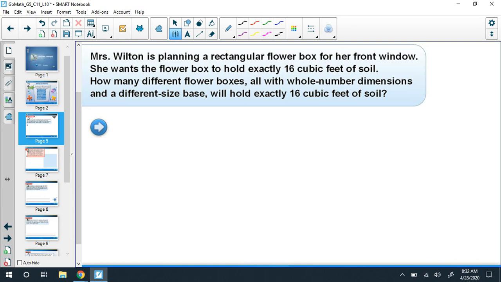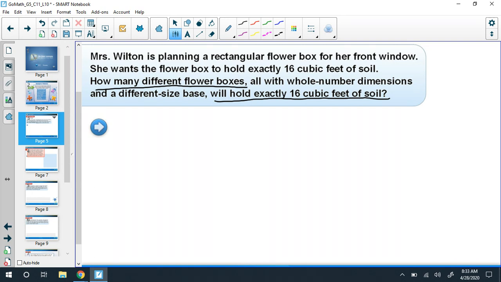So here we have Miss Wilton, and she is planning a rectangular flower box for her front window. She wants the flower box to hold exactly 16 cubic feet of soil. How many different flower boxes, all with whole number dimensions and different size base, will hold exactly 16 cubic feet of soil? So as we look at this problem, our problem is down here with the question mark at the end, and it's how many flower boxes will hold exactly 16 cubic feet of soil.